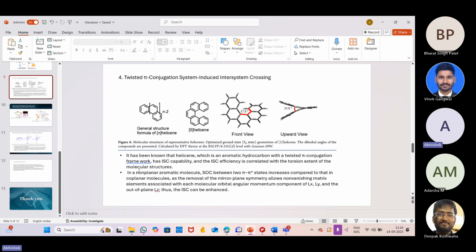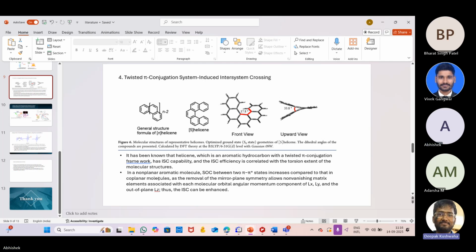In this case, what he said is that we are going to destroy the coplanarity. In that way, they are getting more spin orbit coupling. Like here, he explained that in non-planar aromatic molecules, the spin orbit coupling between these two pi to pi star states increases as compared to the coplanar molecule.